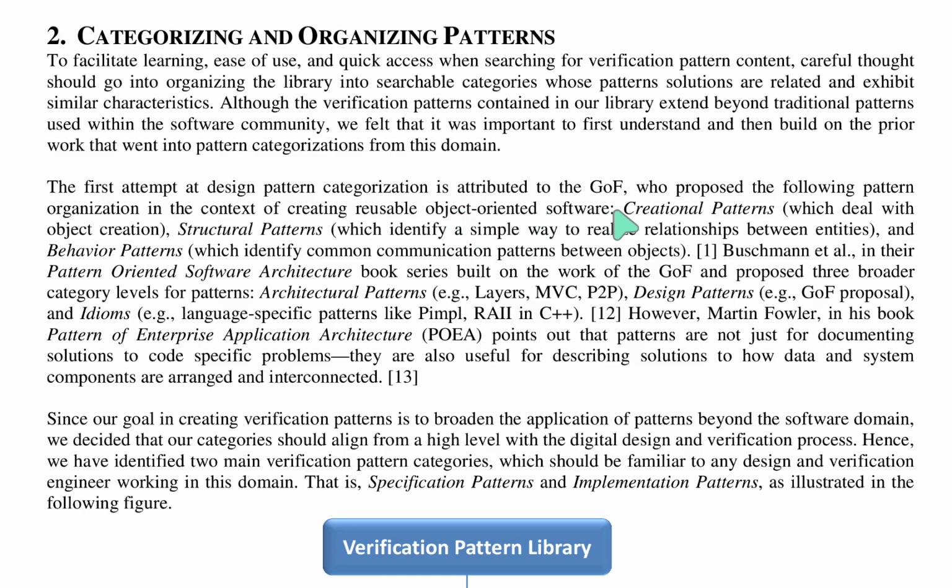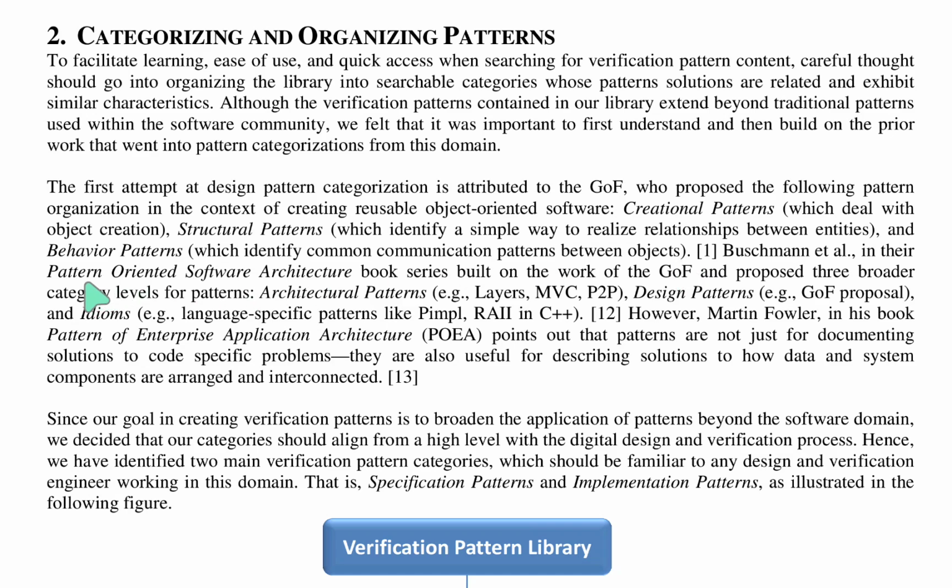Creational patterns, which deal with object creation; structural patterns, which identify a simple way to realize the relationships between entities; and behavioral patterns, which identify common communication patterns between objects.